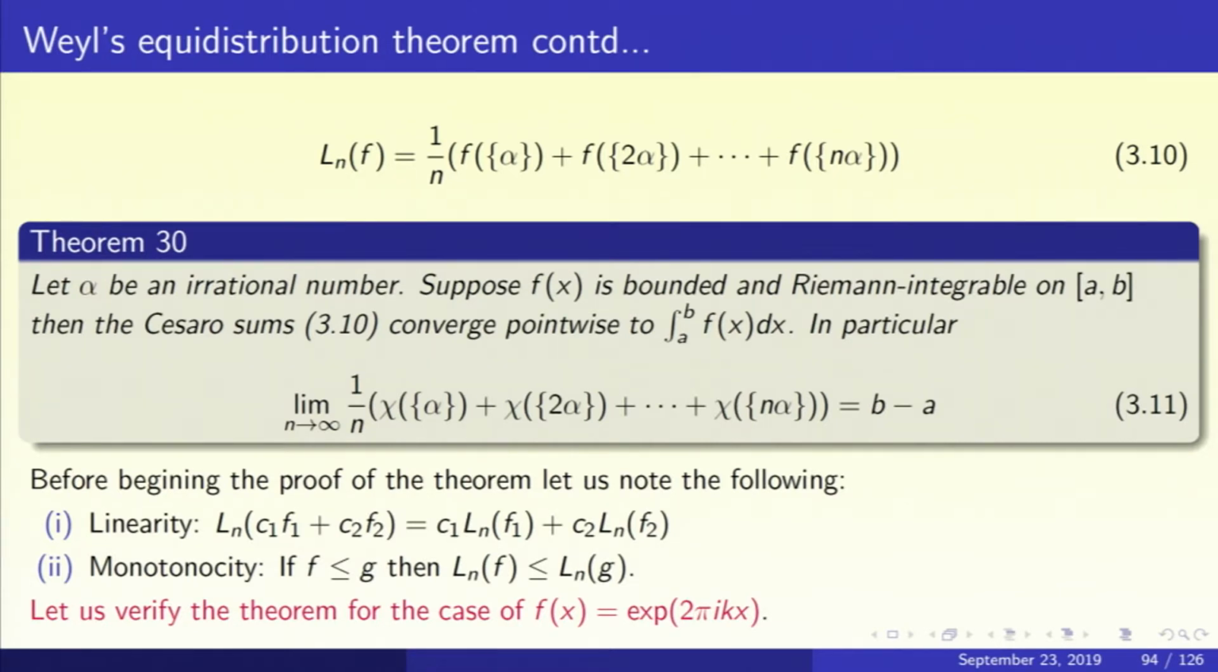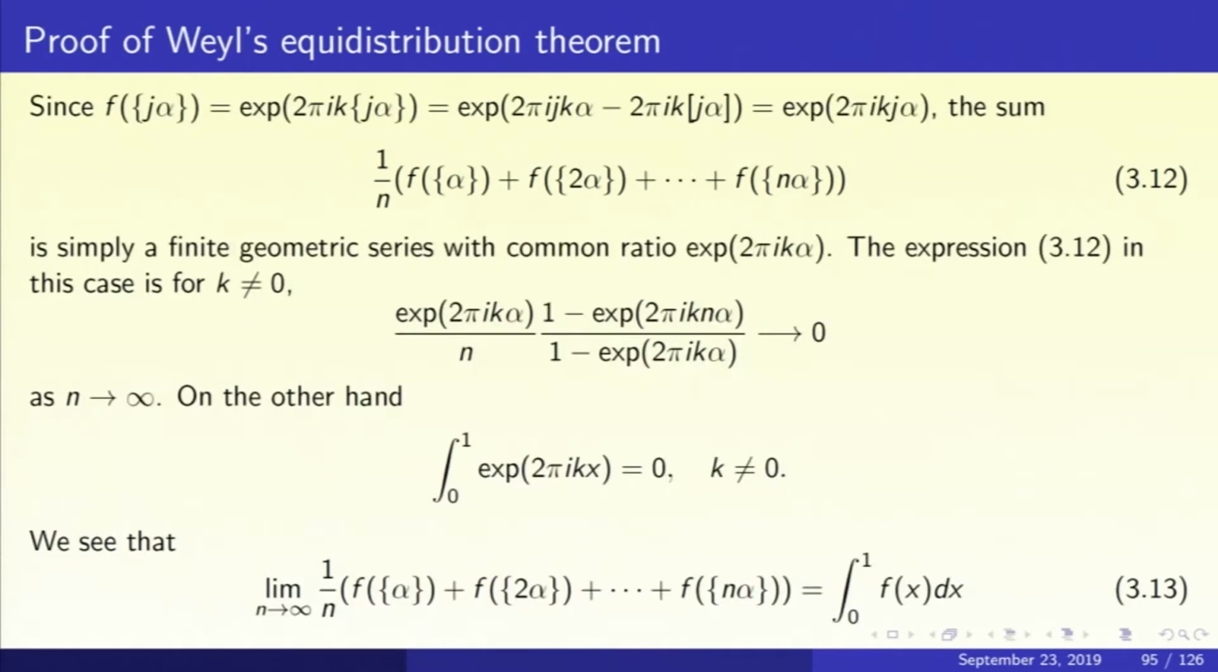Now let us verify theorem 30 for the very special case, namely f of x equal to exponential of 2 pi i kx. I have taken a very special f of x, e to the power 2 pi i kx, and let us compute what is ln f in this case. So what is f of {j alpha}? Exponential of 2 pi i k {j alpha}. But what is {j alpha}? It is j alpha minus [j alpha]. [j alpha] is an integer, and e to the power 2 pi i n is 1 whenever n is an integer. Exponential function is periodic with imaginary period 2 pi i, and e to the power 2 pi i is 1, e to the power 4 pi i is 1, etc.